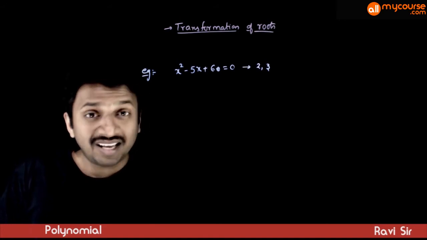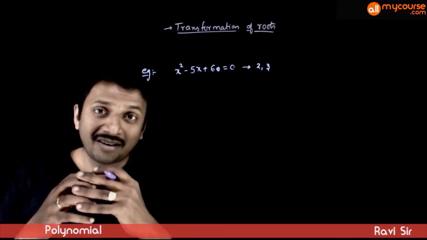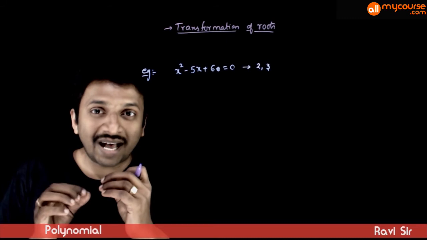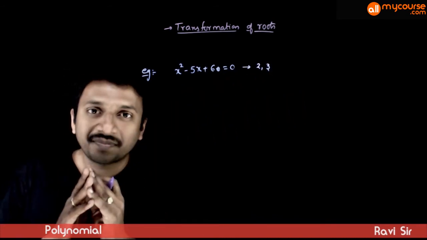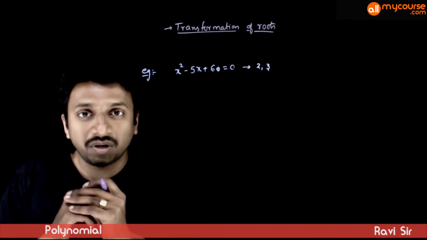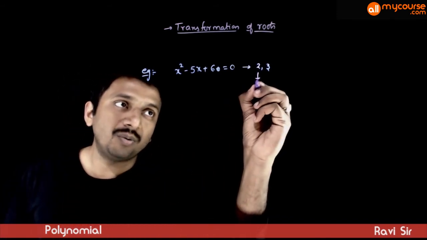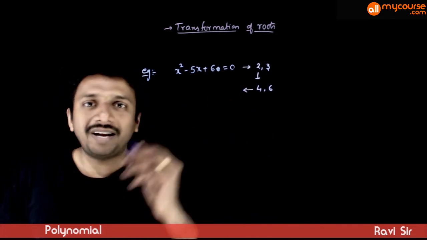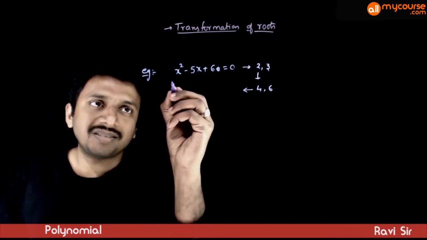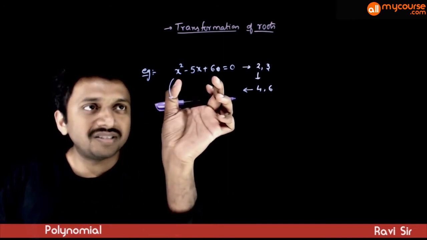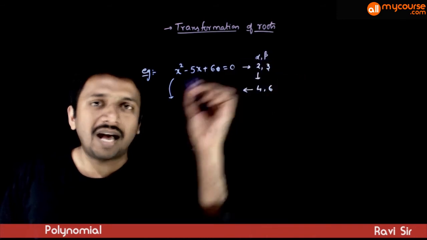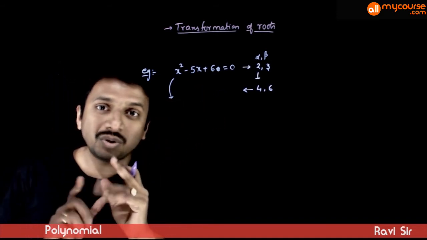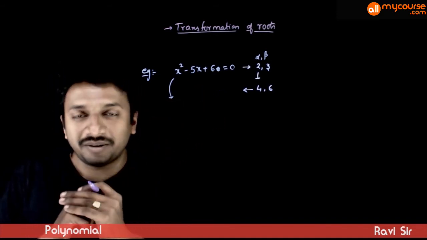Now let us say that you're asked to find a quadratic equation whose roots are double the roots of this equation, that is 4 and 6. So how do we find the equation? The process is like this. Let us say that the roots of this equation are alpha comma beta. Now I want the equation whose roots are 2 alpha and 2 beta.